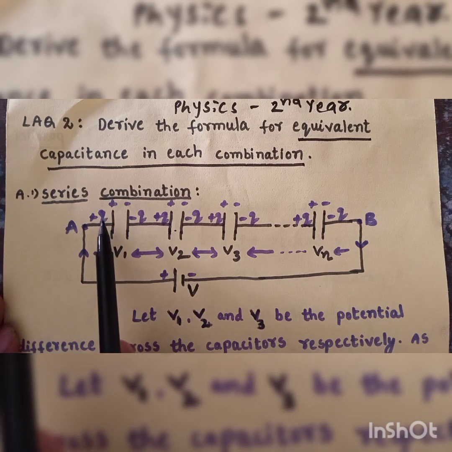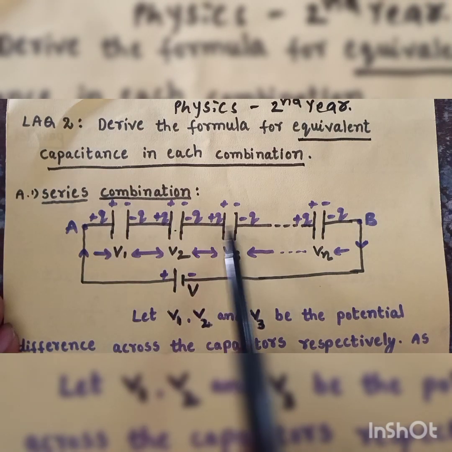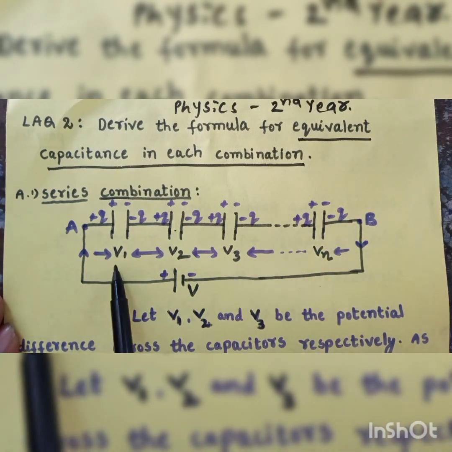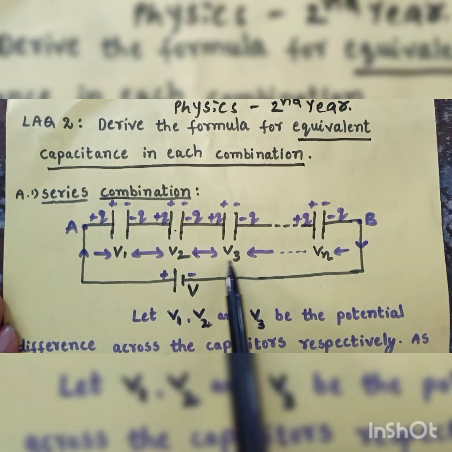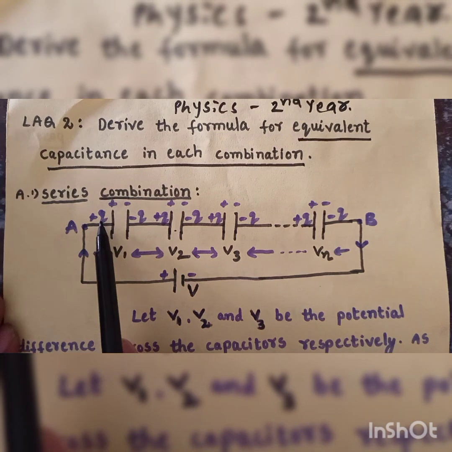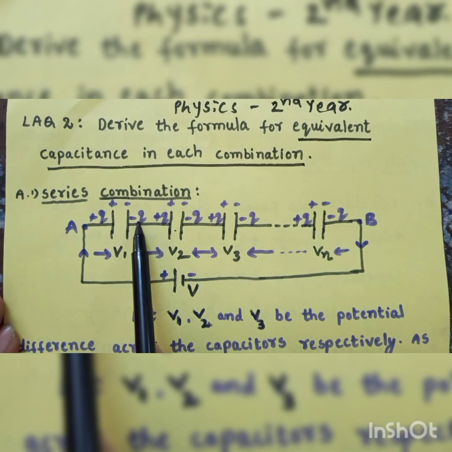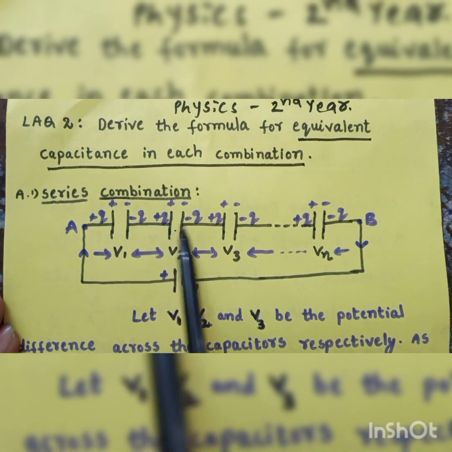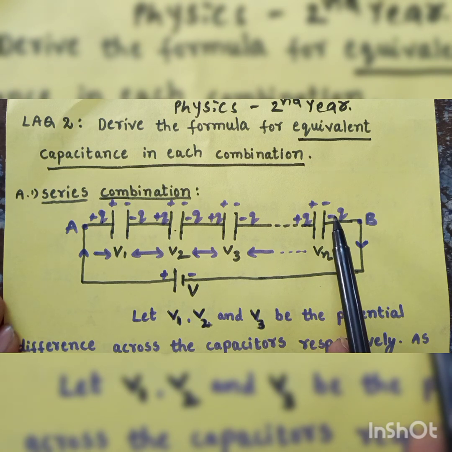Each capacitor's charge is the same. Here the charge is the same. What is different? The potential difference is different across each capacitor. First plate charge is positive, second plate charge is negative. The charge is the same on each capacitor.